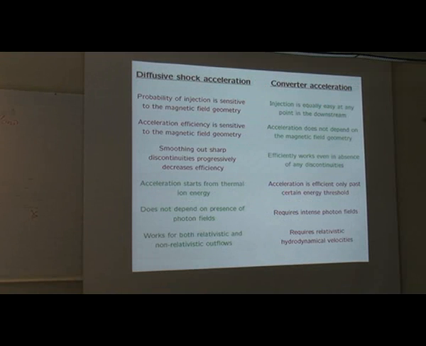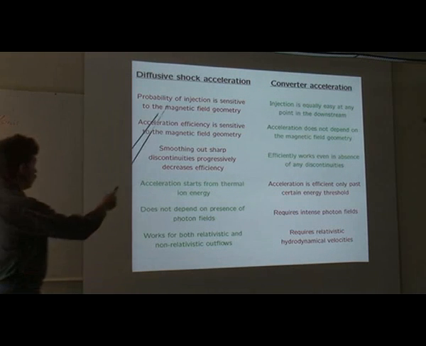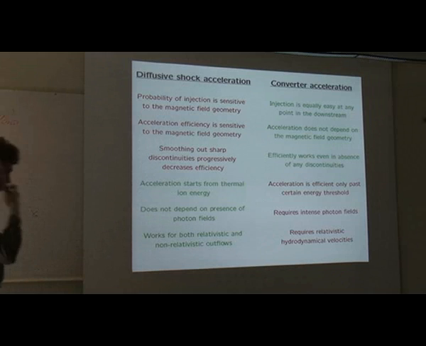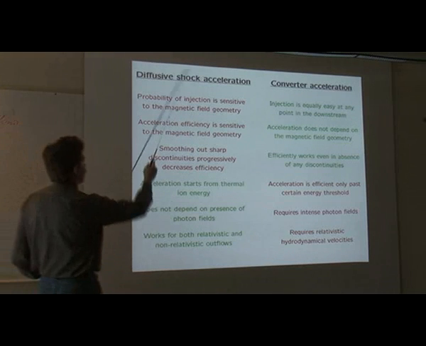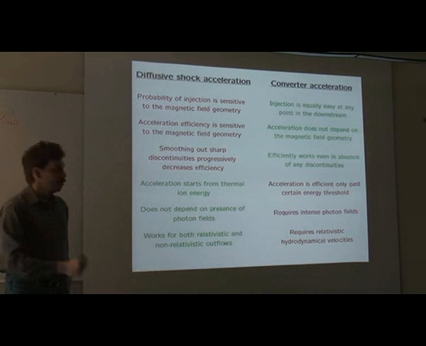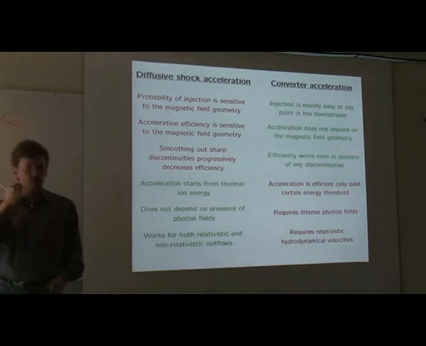So to finish with, let's compare diffusive shock acceleration and the conductor acceleration. There are several points, actually 6 points, and these two mechanisms, as you see, they play a draw. This mechanism has 3 points against it, and this also has 3 points against it.